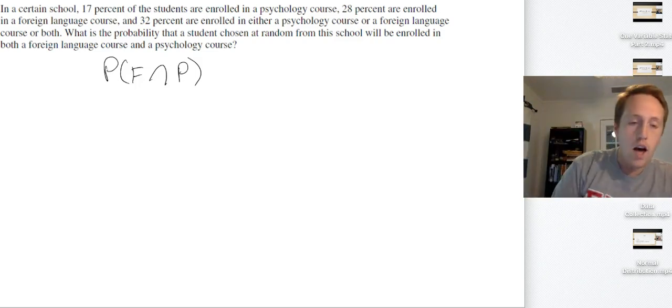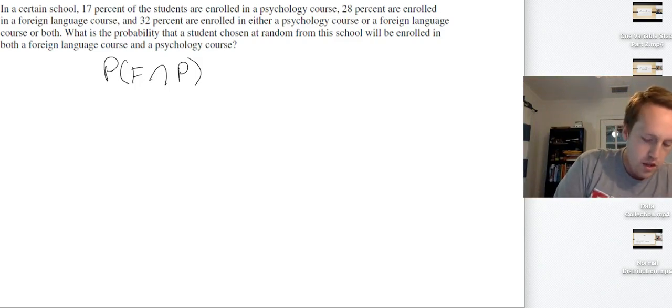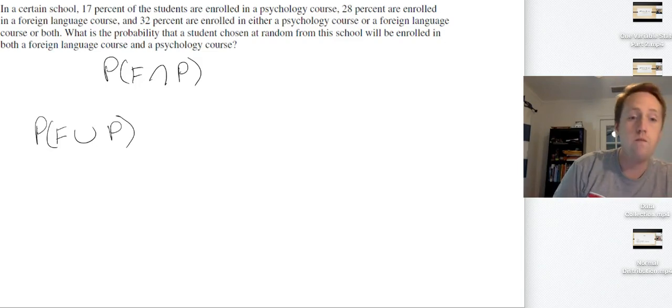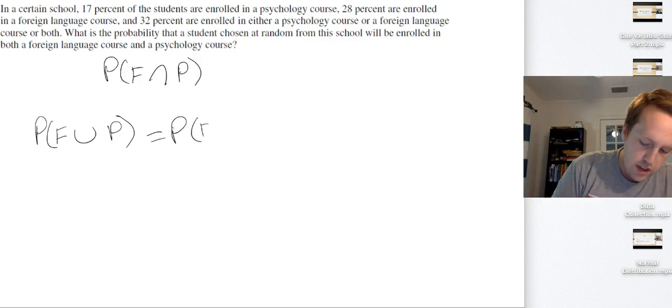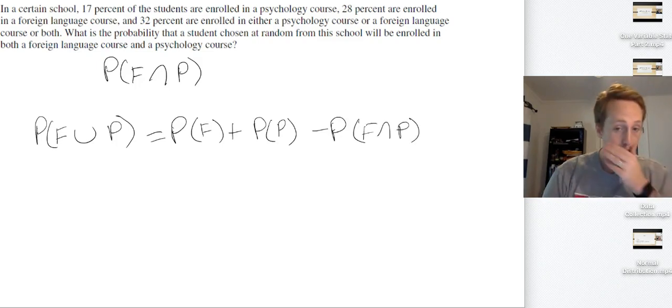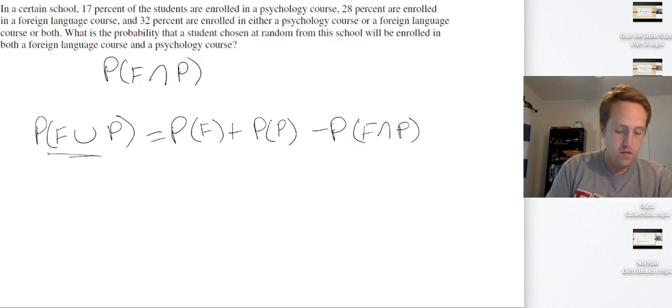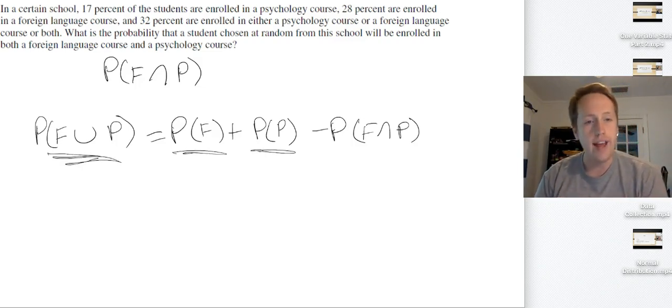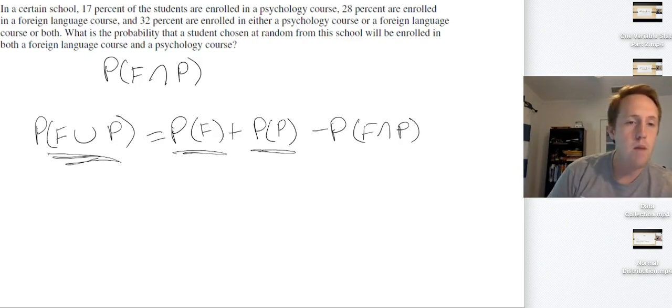Okay, anyway, so we're going to have to use a different formula. There is another formula, though. Remember, the formula F or P, or F union P, as you may say, is the probability of foreign language plus the probability of psychology minus the probability of both, right? So I know this value, I know this value, and I know this value, so I can algebra that out. So F or P is 0.32.